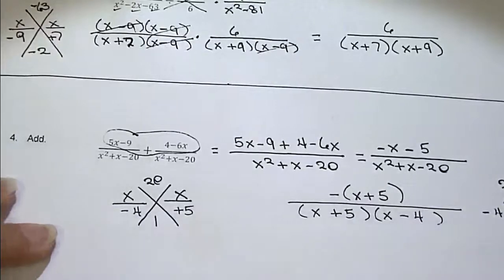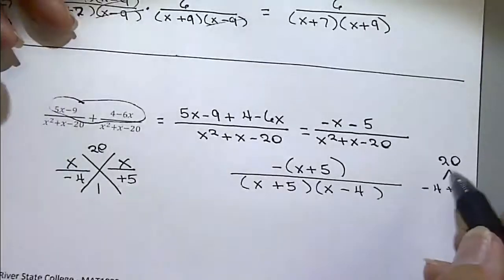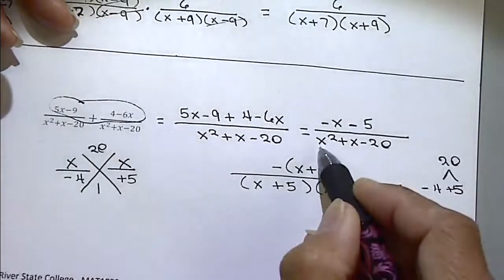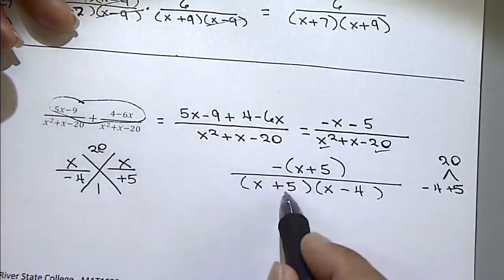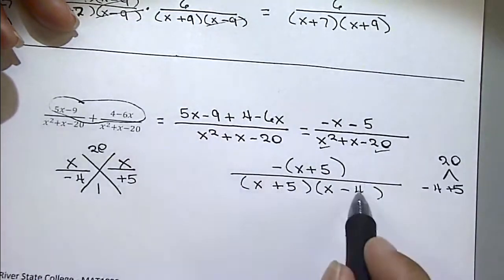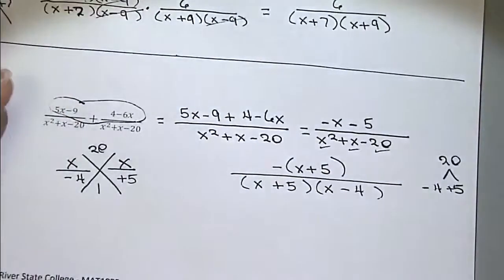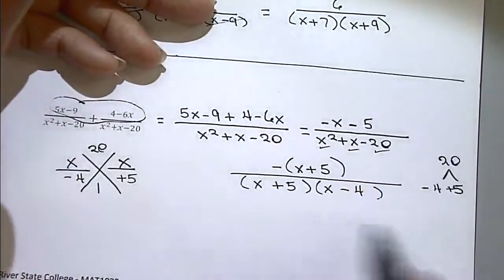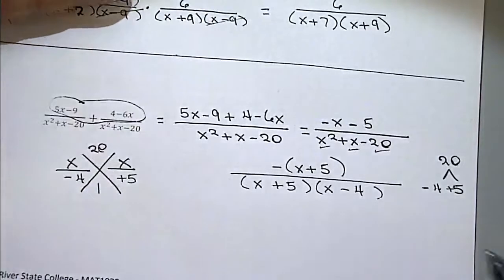And then I FOIL it to check it. Okay, I say x times x is x squared. 5 times negative 4 is negative 20. Inside, 5x. Outside, negative 4x. Well, 5 minus 4 gives me 1x. So I'm good. Now I look at my fraction. You see something I can reduce now?